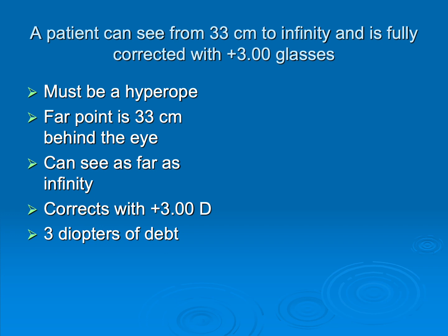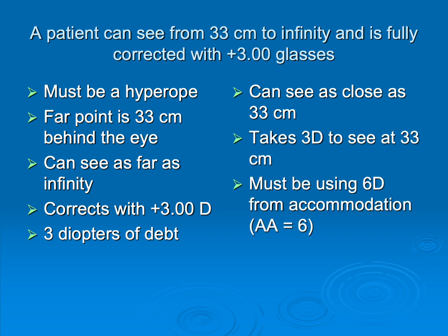Okay, so I've got a 3 diopter hyperope, and they can see as close as 33 centimeters. So again, how many diopters does it take to see 33 centimeters? It takes 3 diopters. How much debt do they have before they can start working on those 3 diopters? They've got 3. So now I have a total of 6 diopters. That must be what they have in the bank.